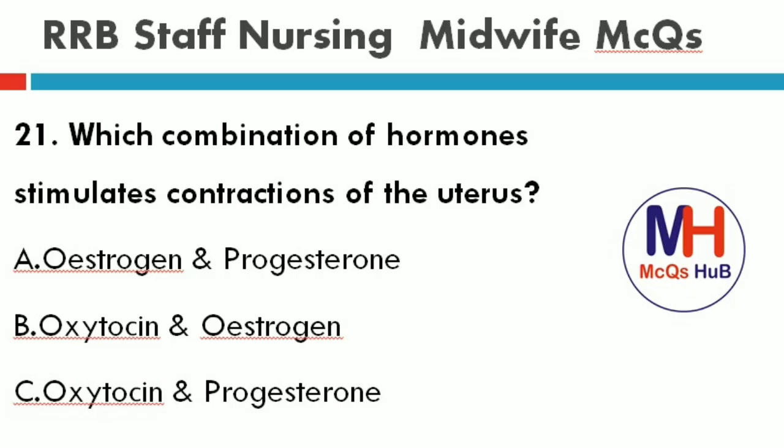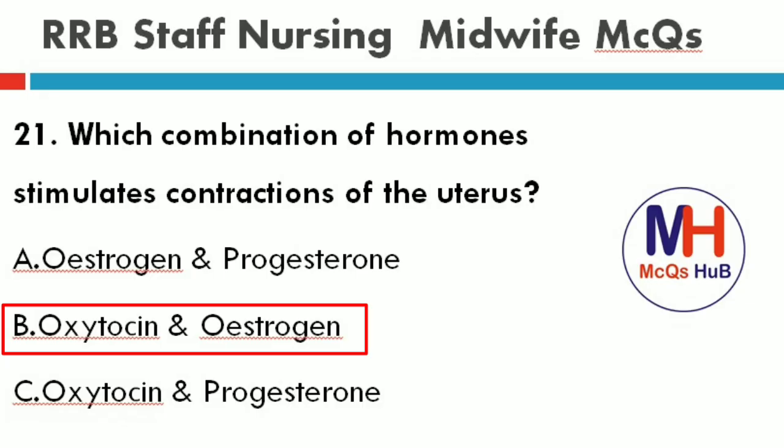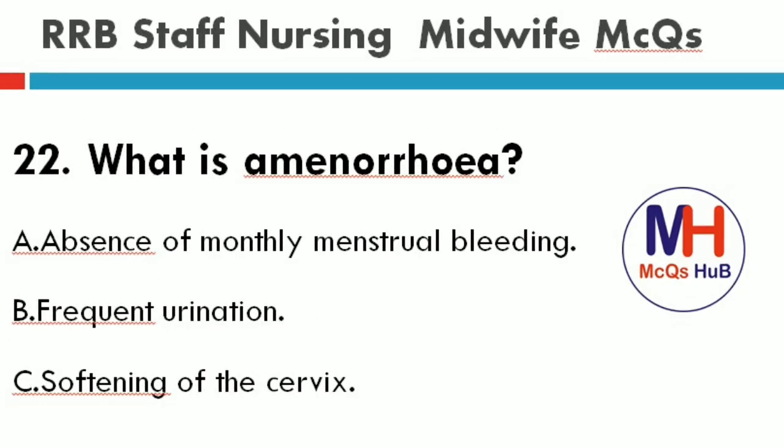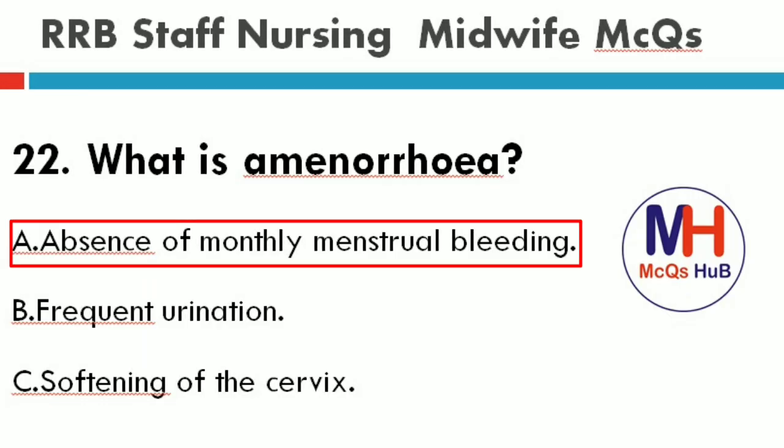21. Which combination of hormones stimulates contractions of the uterus? Correct answer is B. Oxytocin and estrogen. 22. What is amenorrhea? Correct answer is A. Absence of monthly menstrual bleeding.